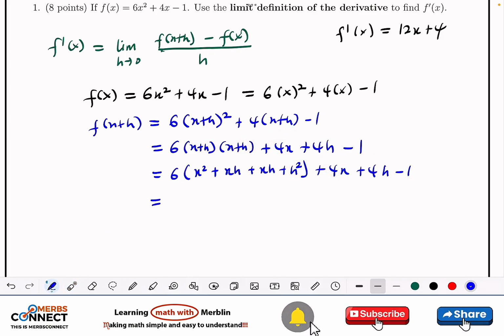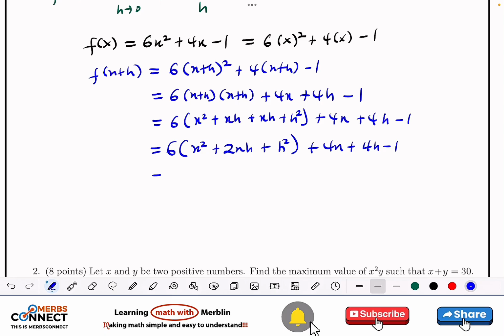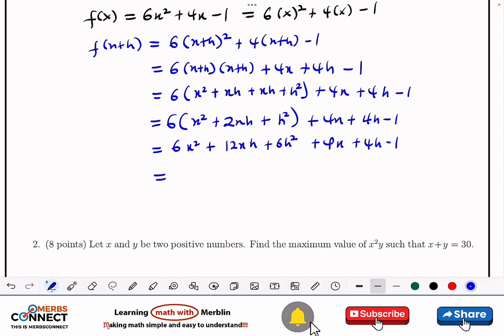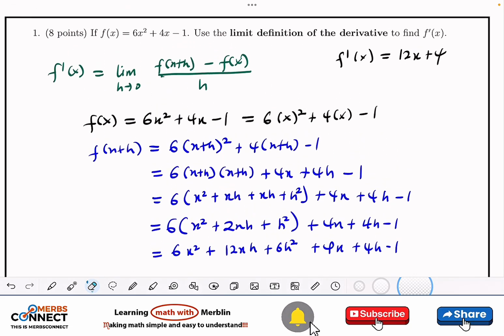So what I'm going to do is I can simplify the ones in the parentheses. So this will give us x squared plus 2xh plus h squared, plus 4x plus 4h minus 1. All right. Now I'll multiply the 6 through. So I'm going to have 6x squared plus 12xh plus 6h squared plus 4x plus 4h minus 1. I think there is no term which is the same, so I think this is what you're going to get at the end of the day.